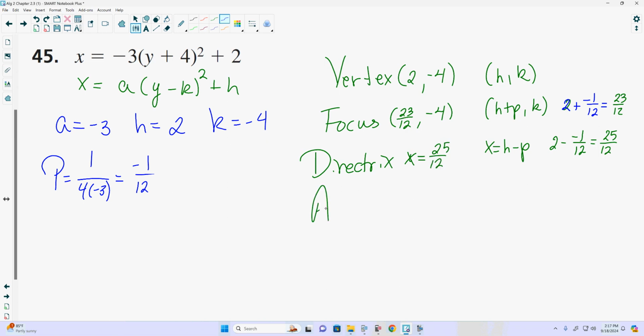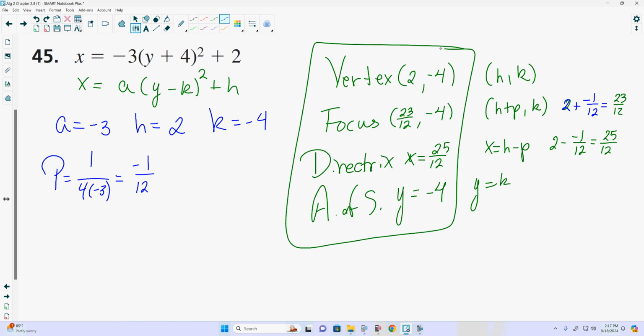And lastly, axis of symmetry. So y equals k. Y equals negative 4. Questions on this? Questions on anything we've done?